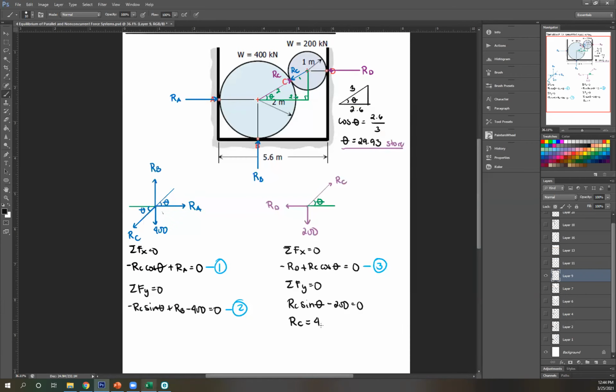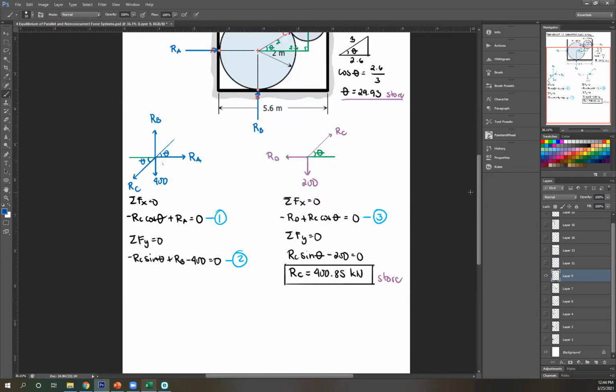So 400.85. So that's the first answer. And then the unit was kilonewton. So store that, because now you're going to use that in equation 3. So using 3, you can now solve for RD. Solving for RD, what do we get? Again, if you use the stored value.